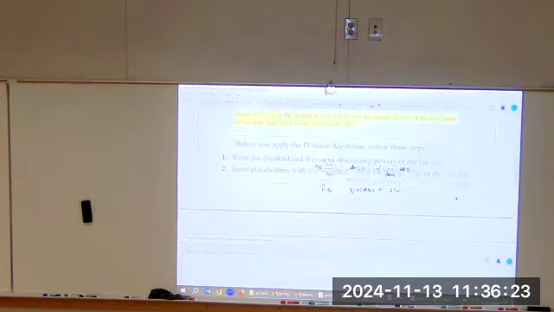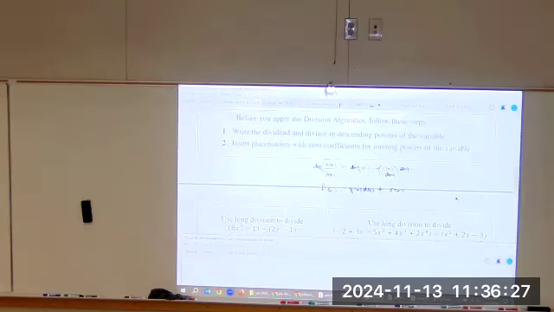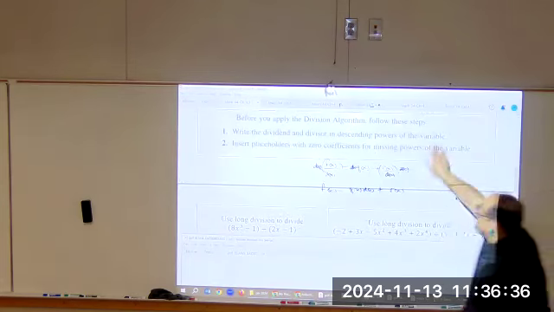You got to make sure you follow these steps. Before you apply the division algorithm, you got to make sure the dividend and the divisor are written correctly. They have to be in descending powers of the variable.